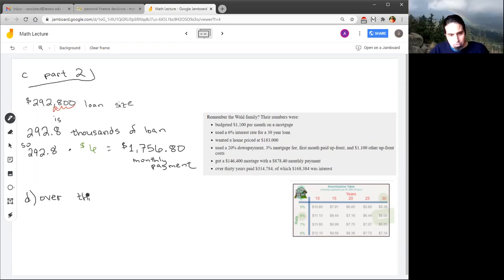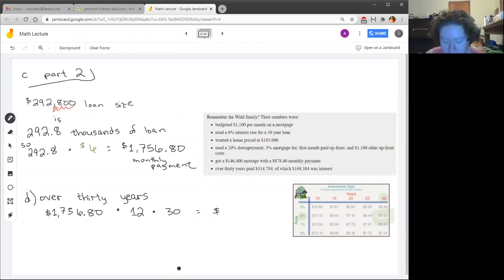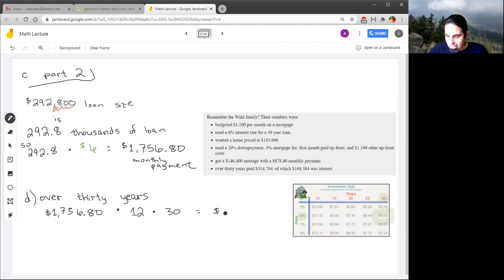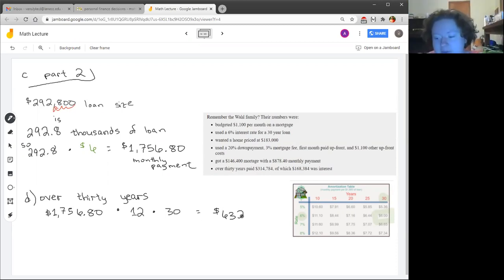Finally, over 30 years, this should make sense. If we're paying twice as much each time we write a check, then of course, if we write the same number of checks, 12 a year for 30 years, we're going to wind up with twice as much money. So that shouldn't be surprising. That would be the most logical thing, if you're paying twice as much for the same amount of time, it would still be twice as much.